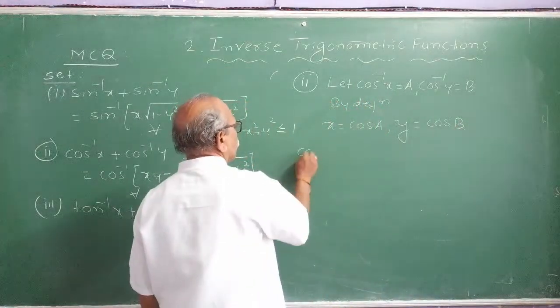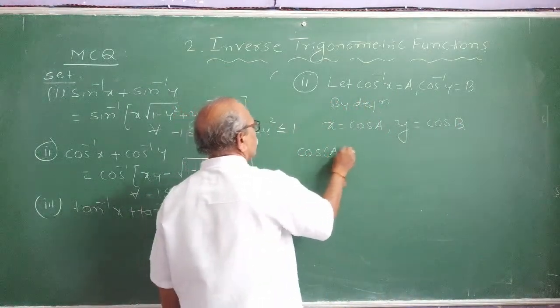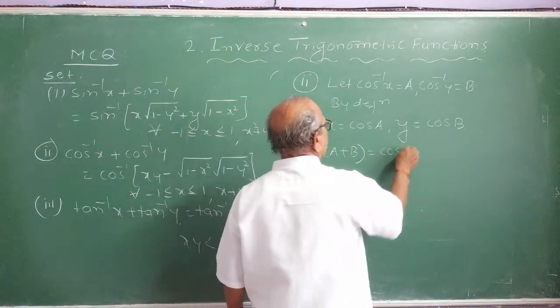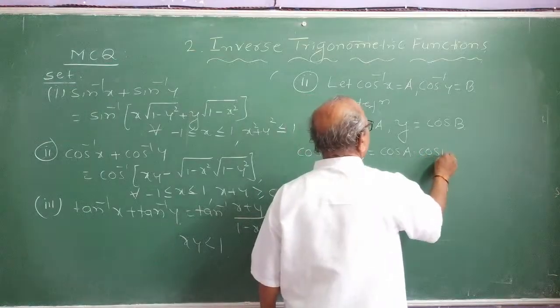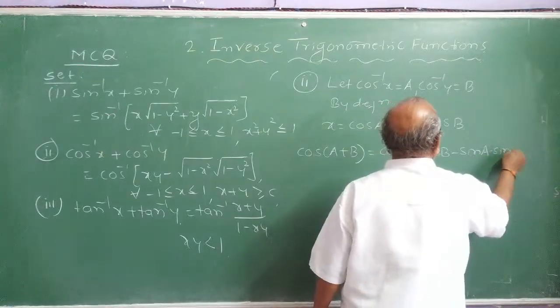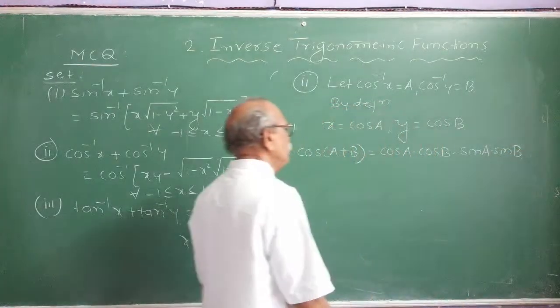Now, you know the formula of cos(A plus B). Use the formula of cos(A plus B). What is cos(A plus B)? Cos A into cos B minus sin A into sin B. That is the compound angle formula you studied in first PU.